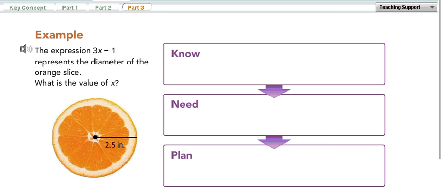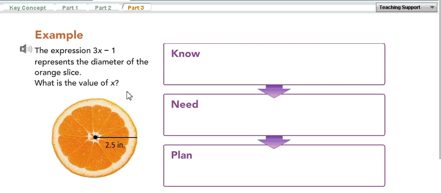Okay, so ladies and gentlemen, we're going to use our know, need, and plan, and the magic word is going to be citrus. So make sure you put that on your video log. So we have an example. The expression 3x minus 1 represents the diameter of an orange. What is the value of x?